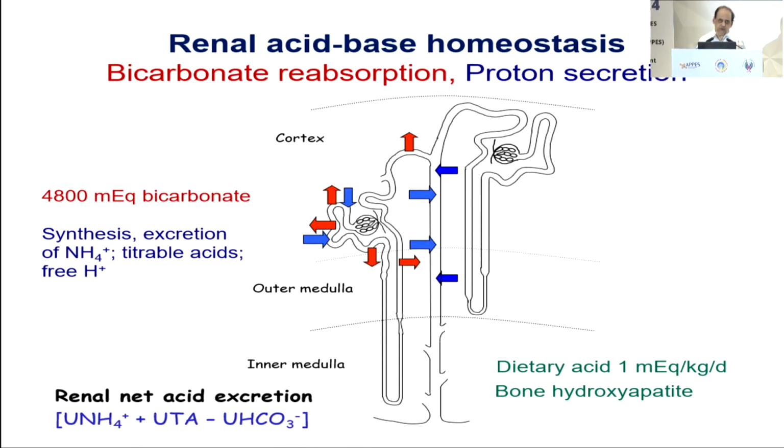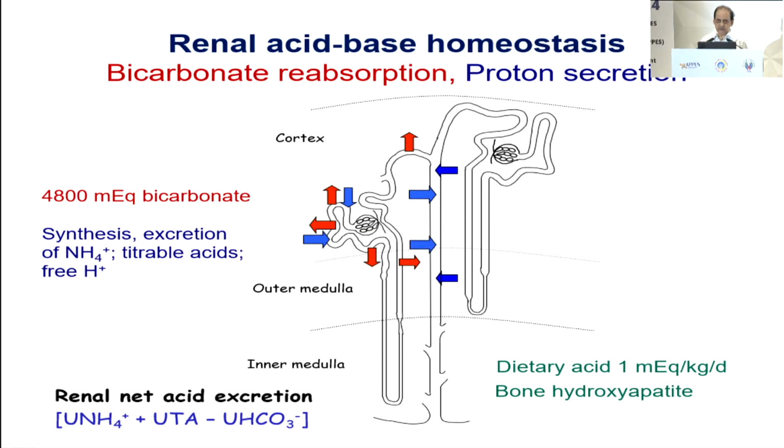So you do know that each of us, when we are taking a diet every day, we produce about 1 milliequivalent per kg per day of acid. And the more animal protein you are taking, the more acid you are making. The other source of acid production is that when the bone is being laid, when you are forming bone hydroxyapatite, bicarbonate is being utilized. So clearly these are two acid forming ways by which the body would require some kind of buffering.